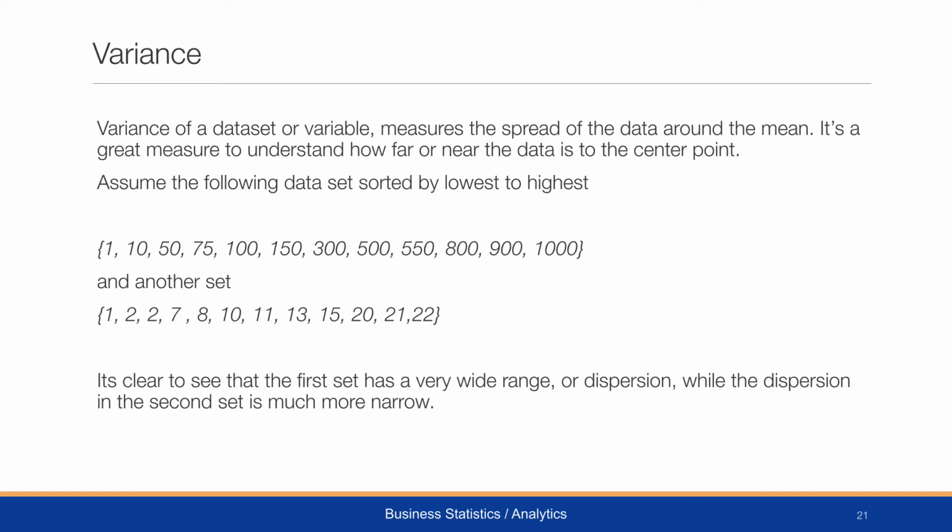Assume we have a data set here, 1, 10, 50, 75, etc., all the way to 1,000. And another data set, 1, 2, 2, 7, 8, all the way to 22. It's clear to see that the first set has a very wide range or dispersion, while the dispersion in the second set is much narrower. This is very similar to the box plots we just spoke about.